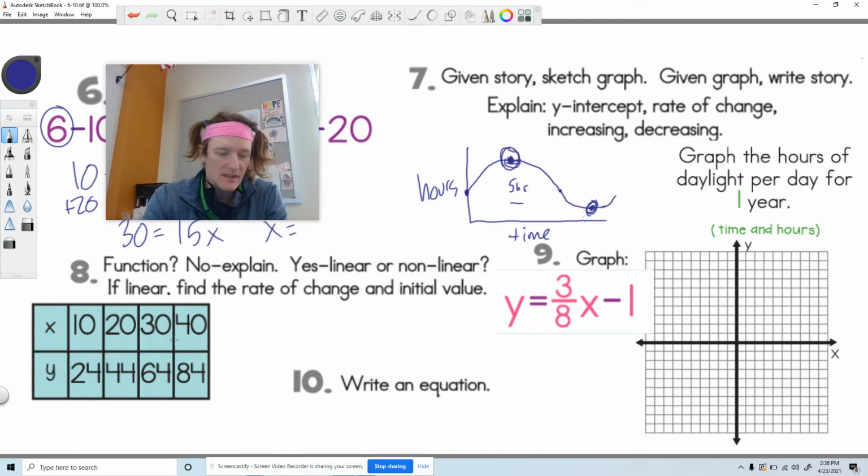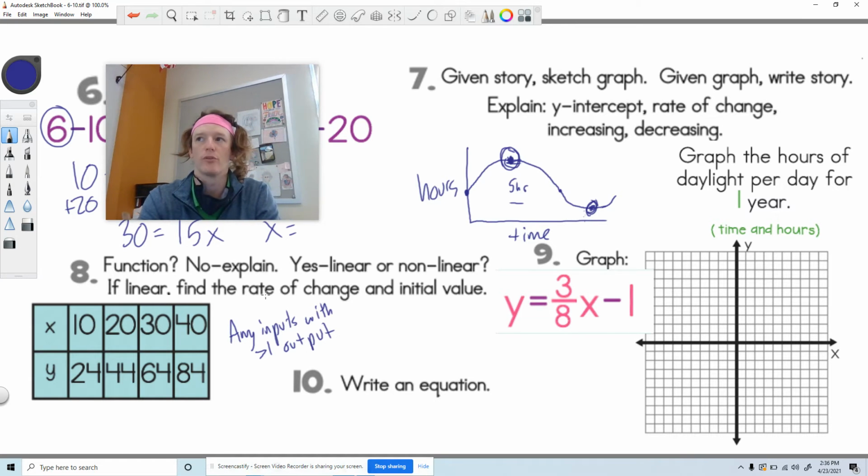Number 8, is this a function? Are there any inputs with more than one output? Do we have any x's that have more than one y? Well, it looks like we have 4 different x's, so that's automatically going to be a function. That's going to be yes. We need to decide, is this linear or nonlinear?